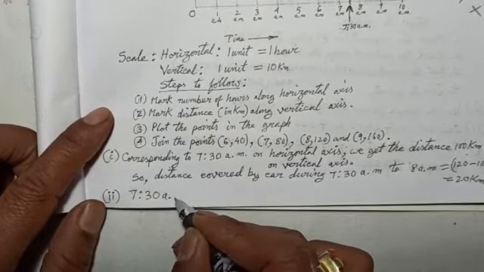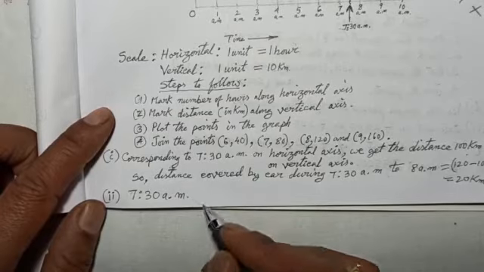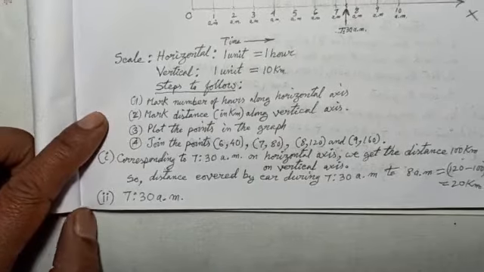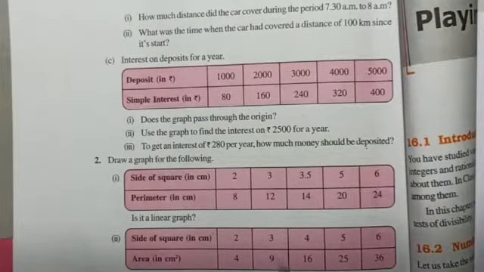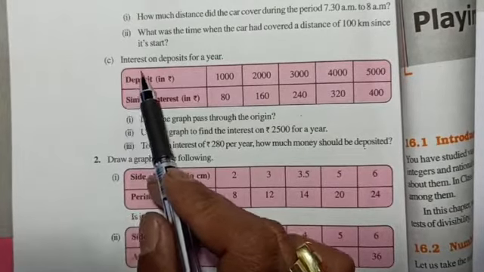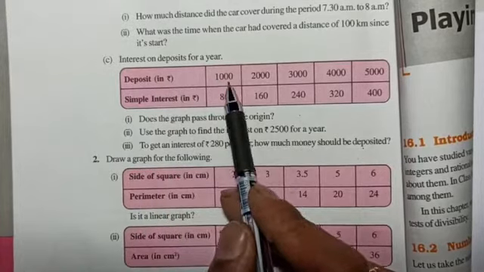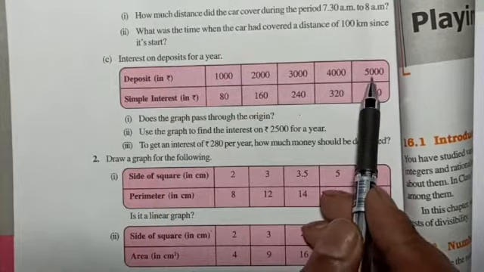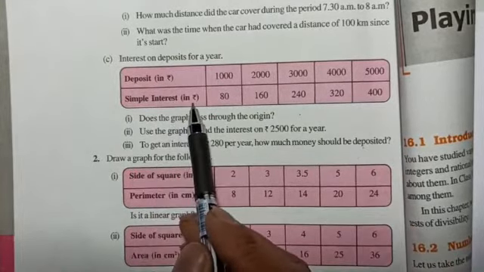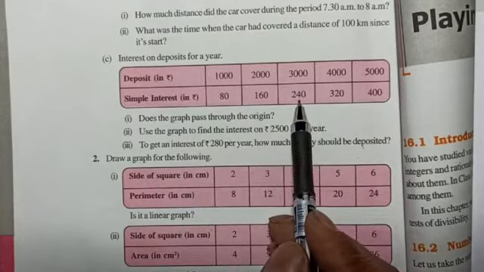And this is the answer. Now question number 1b is over. Question number C, interest on deposit for a year. Deposit in rupees 1,000, 2,000, 3,000, 4,000, 5,000. Simple interest in rupees 80, 160, 240, 320, 400.